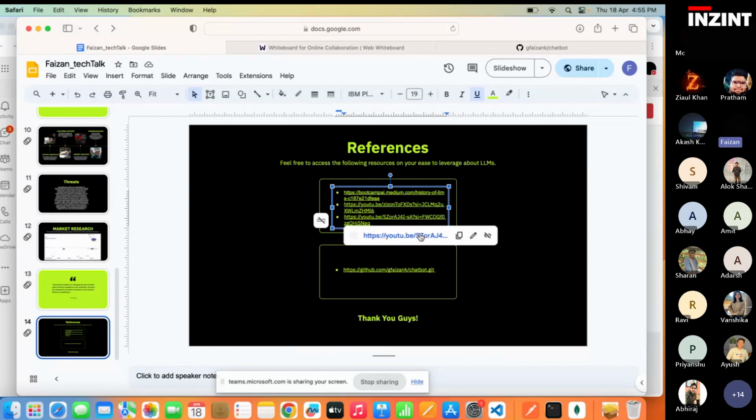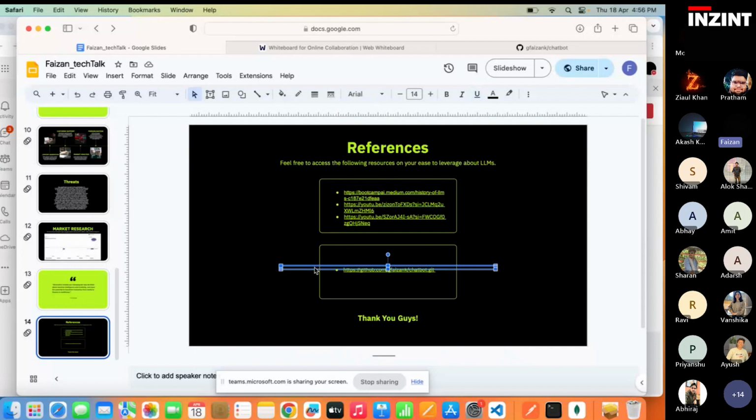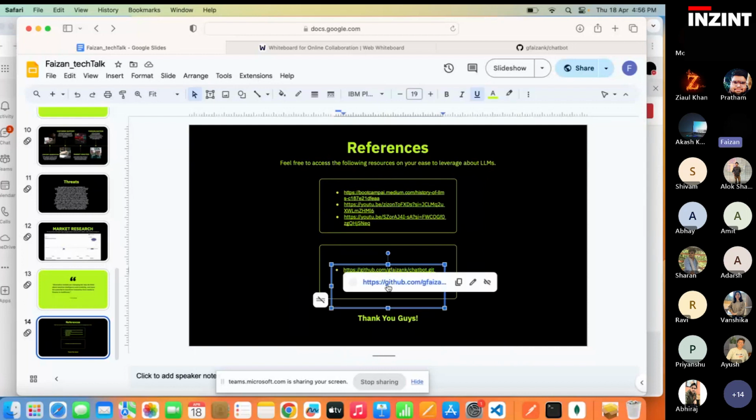Thirdly, it is a video on the transformer architecture, as I have discussed. If any one of you is interested in learning more about the architecture, then you can go through this video as well. This has also been provided by the Google Cloud team. And lastly, I would also want to give you my repository.